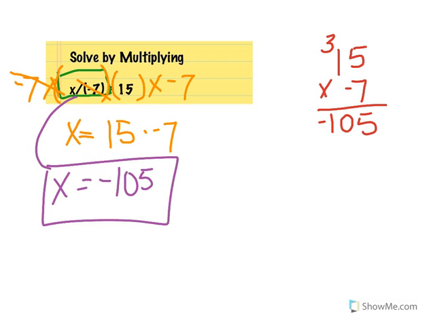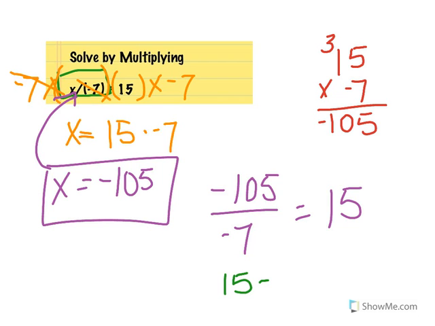Plugging in where x was in my original problem, I would have -105 divided by -7 equals 15. And when I divide, I would have a negative divided by a negative, which is a positive. I have a positive 15 equals 15. So we're good.